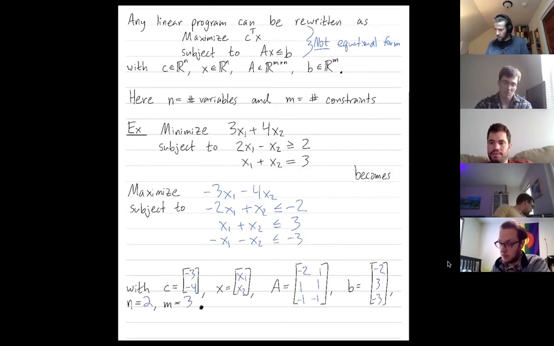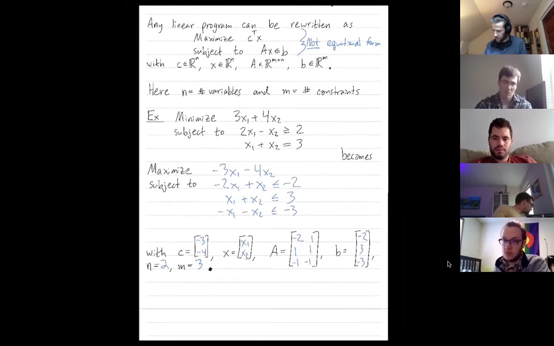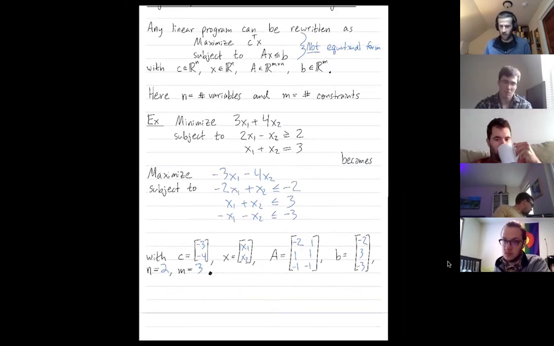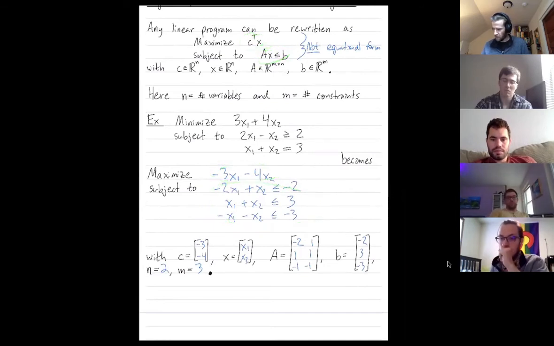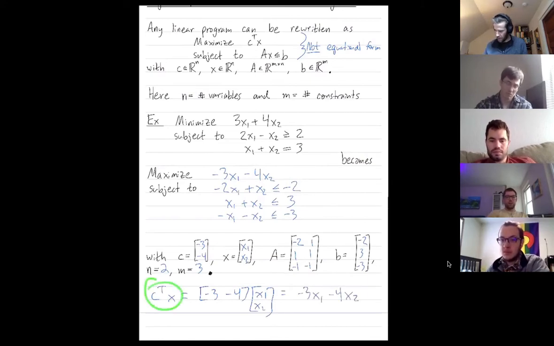Okay, let me do this one more time. Let me just show you how c transpose x and Ax at most b, namely these expressions, recover these systems of equations. So c transpose x, in this example, I take the transpose of this vector, so I write it sideways, and then I do matrix multiplication with x1, x2, and I get -3x1 minus 4x2. Okay, so c transpose x indeed recovers the thing we're maximizing.